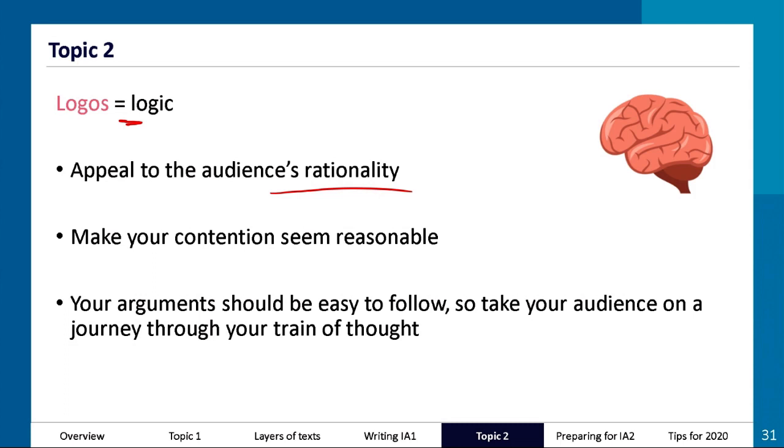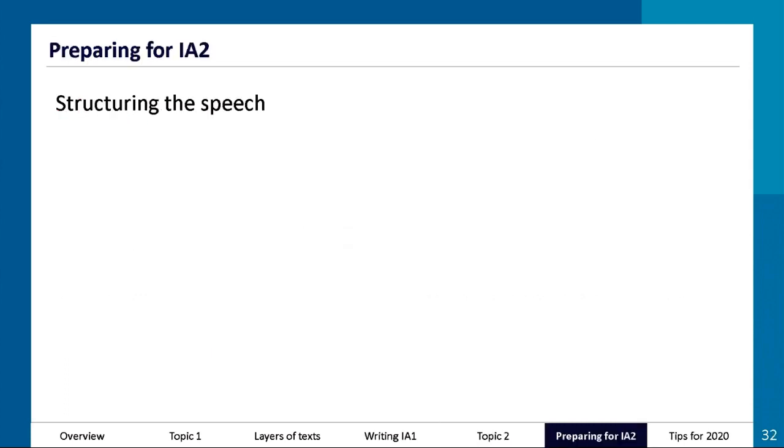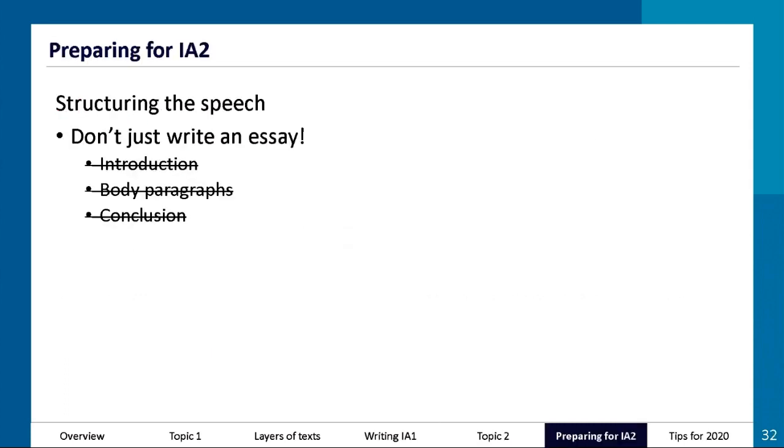So your arguments should be easy to follow, really step by step, and take your audience on a journey. It should be like a train of thought that helps the audience navigate your speech, rather than an essay where you are writing an introduction and then 3 to 4 body paragraphs and then a conclusion. You should think about your speech as a journey, because when you're reading it out, your audience, your teacher and students, can't hear your body paragraphs.